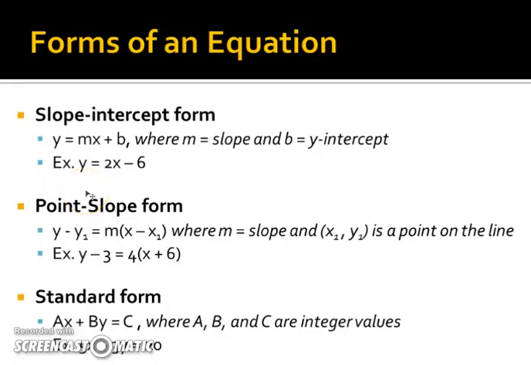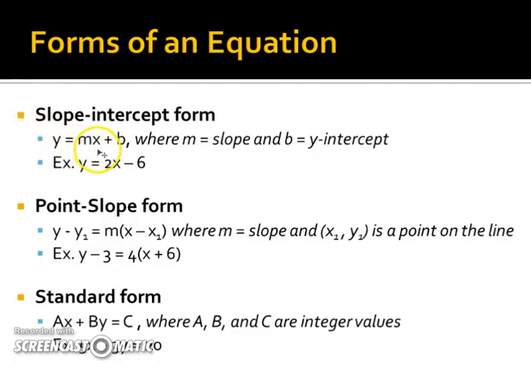So we've already talked about different forms of an equation, and for this lesson, which is Unit 5, Lesson 2 and Lesson 3 on writing equations from graphs, we need to be able to look at the three different forms of an equation and be able to write an equation in those three forms. So slope-intercept form is probably the most common. We've used this one a lot.